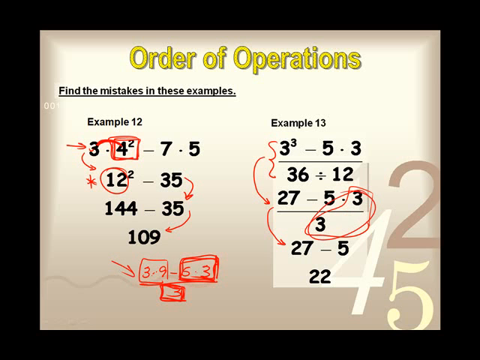If they wanted to cancel those 3's, then they would also have to cancel 3 from the 27. And in that case, they would have gotten 9 minus 5, and then their answer would have been 4. So the mistake there was that they canceled the 3's, but they didn't cancel 3 from everybody. Okay, then the next question is, did they subtract wrong? Is 27 minus 5 really 22? And it is. So again, problem 13, there was only one mistake.